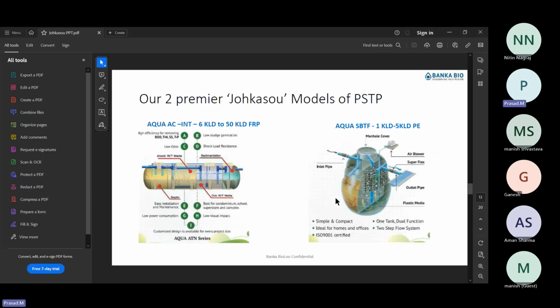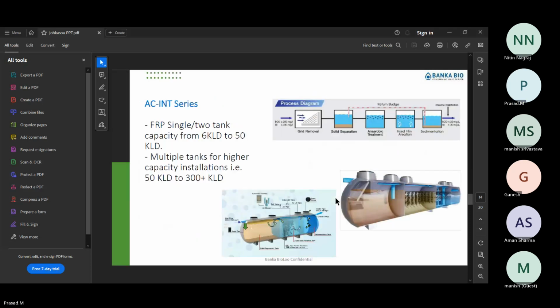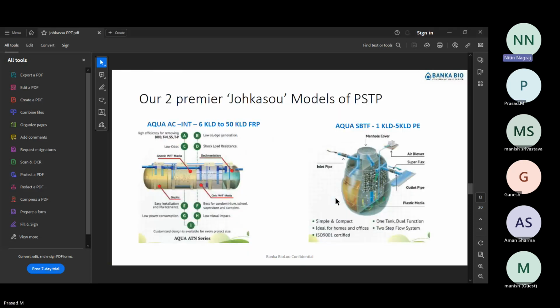And this is our small unit. You can give it to villas also, as it is a very compact unit. You can say Aqua SBTF, which you can give from 1 KLD to 5 KLD, and Aqua AC INT you can give from 6 KLD onwards. This I already explained to you. Go back to the previous slide. Here you go for 6 to 50 KLD, and here you can go from 1 to 5 KLD.